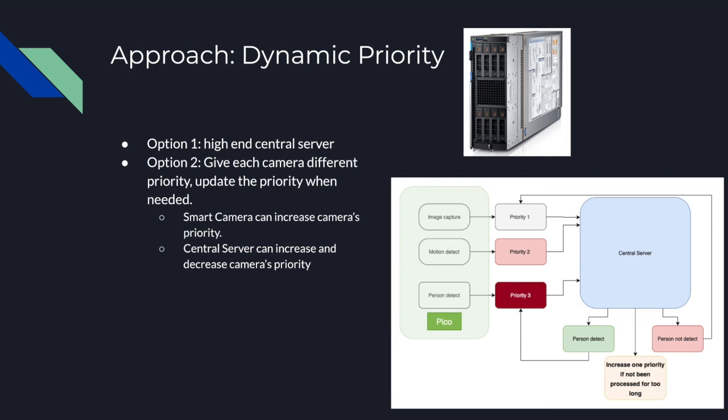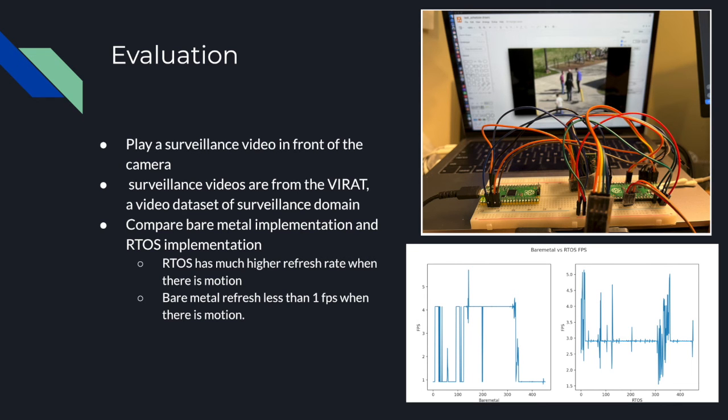The central server will process a camera with higher priority. If the host detects a person in the camera's image, then the camera's priority increases to 3, if not already. If there's no person detected, then the camera's priority decreases to 1. So the host server can both increase and decrease the priority of the camera. Also, to prevent one camera from not being processed by the central server for a long time due to other cameras' high priority, if a camera has not been processed for more than 3 seconds, then the camera's priority will increase by 1.